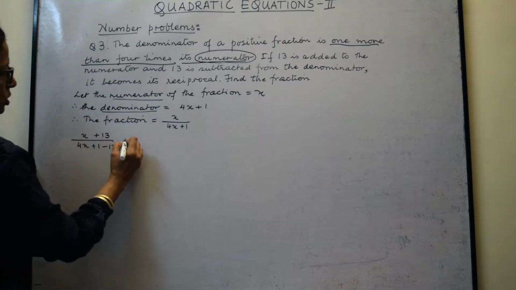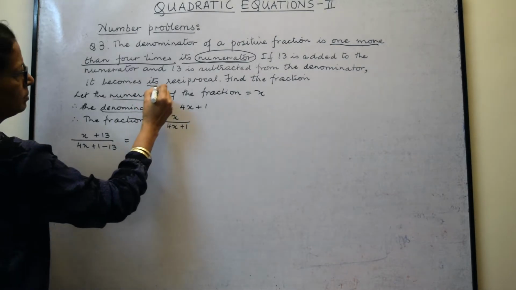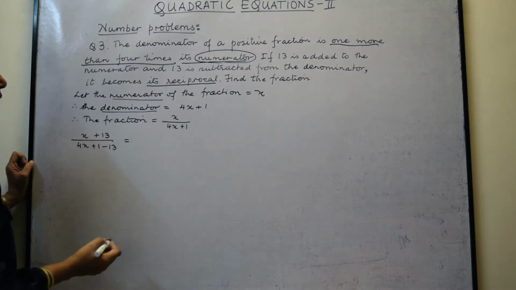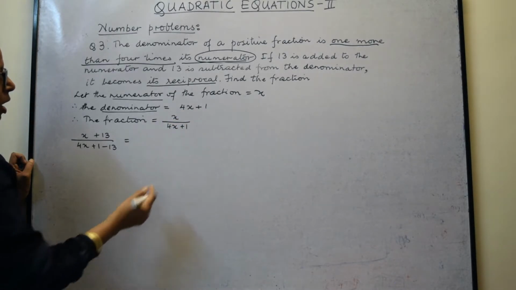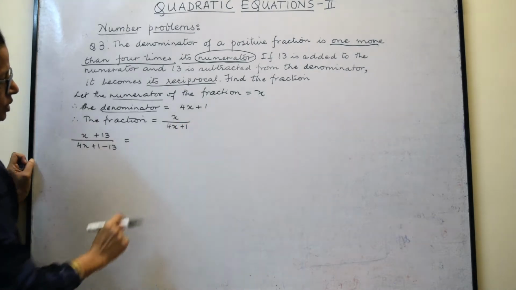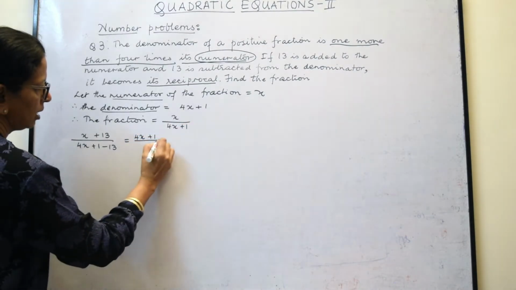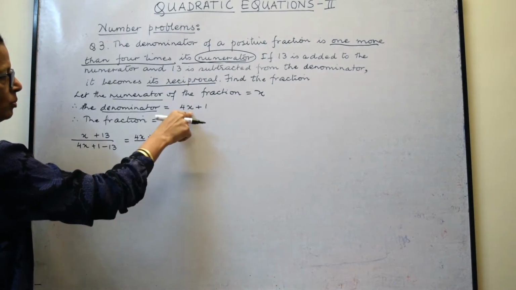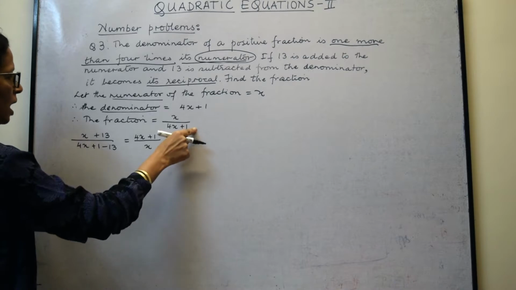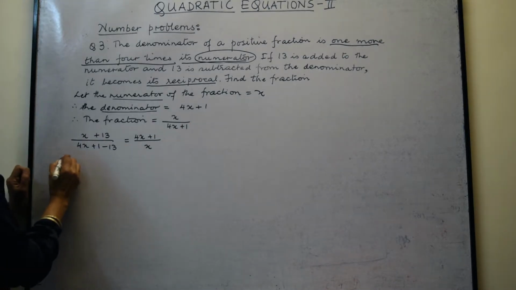Now once this is done, what does it become? It becomes the reciprocal. What is our fraction? x upon 4x plus 1. What will be the reciprocal of this? It will be 4x plus 1 upon x. What does reciprocal mean? The denominator will become the numerator and the numerator will become the denominator. Now let us continue with this.